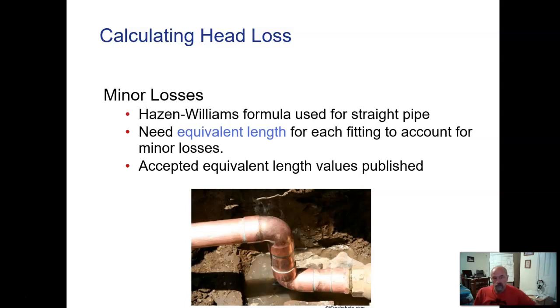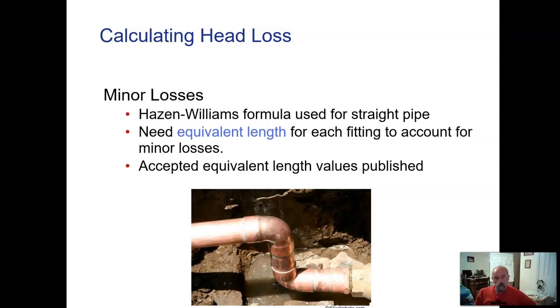When water has to make a turn or squeeze through a valve, it's going to lose its energy and volume. The Hazen-Williams formula does not directly account for the minor losses due to fittings. So in order to use the Hazen-Williams formula to approximate head loss in a system, you convert each fitting into an equivalent straight length of pipe.